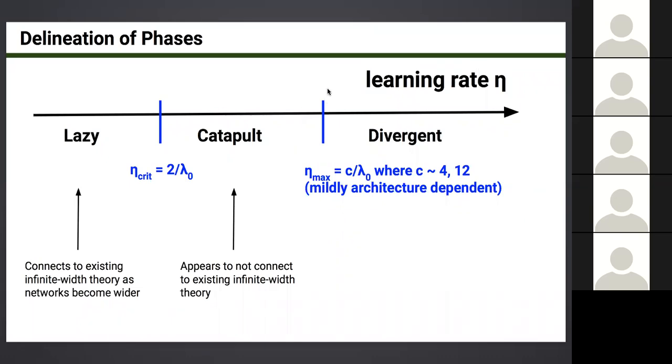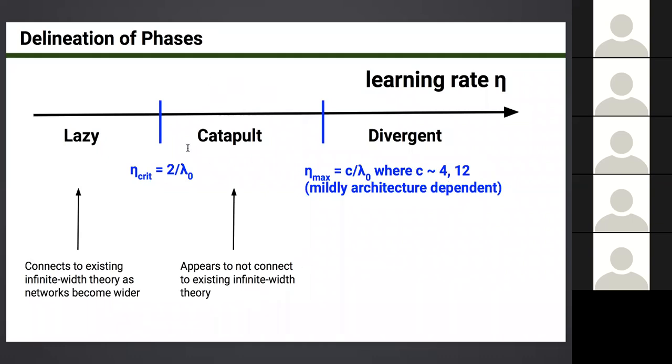So eta max, as we find empirically, has this form where C is an architecture dependent constant, as I mentioned, which most strongly seems to depend on the nonlinearity. And then I'll show a simple model where this constant is exactly 4. We thought it was interesting that that came up both in the theoretical model and holds pretty well for a certain class of networks in practice also.